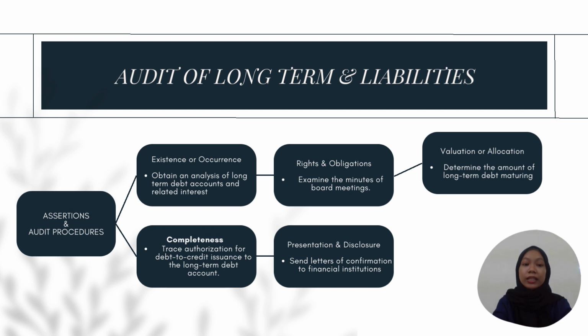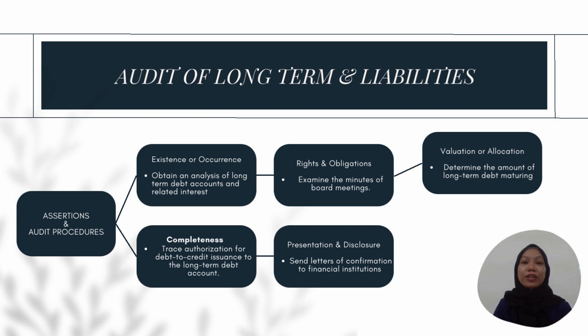The fourth assertion is presentation and disclosure. For this assertion, the auditor needs to examine the presentation of long-term debt in the financial statement and also examine whether the obligation is secured or unsecured. The auditor also can send the letters of confirmation to the financial institution.